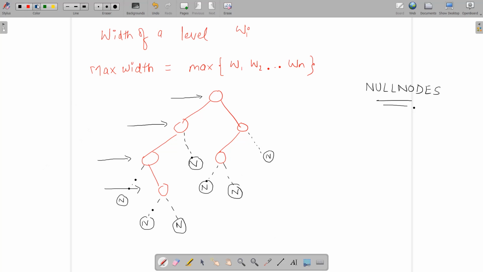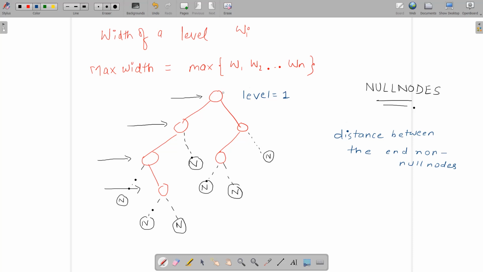Okay, so how do we find the width of a particular level? You can see there exists only one node at level equal to 1. So the width of a particular level would be the distance between the end non-null nodes.